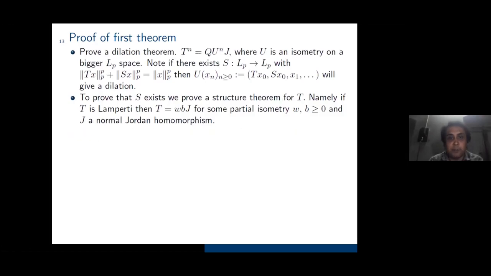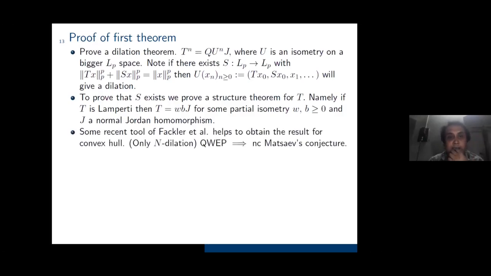And so the main thing is that we have a structure theorem for Lamperti contractions. That helped us a lot to get a dilation theorem. So we have first this dilation theorem for Lamperti contractions. Then we can go to the convex hull also and get a dilation theorem using some tools by Fackler. Okay, but only N-dilation, so you can dilate only up to some certain big integers. And from this, if the von Neumann algebra has QWEP, then we have a non-commutative maximal inequality for this operator.